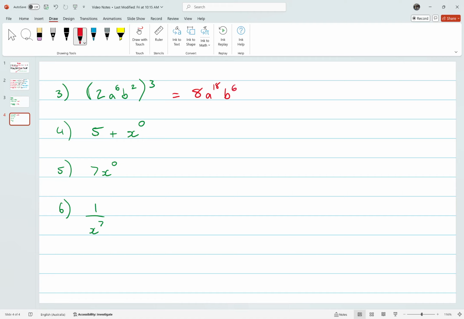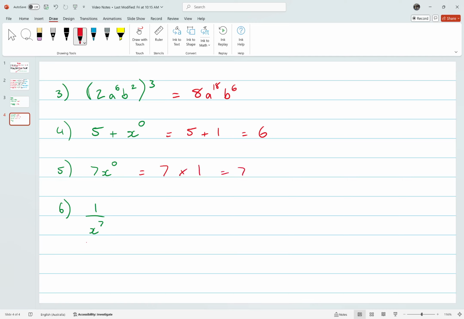Looking at this next one, we have 5 plus x to the power of 0. That fourth index law said that anything to the power of 0 equals 1. That doesn't mean the answer instantly just becomes 1. We're saying this is 5 plus x to the power of 0, which was 1, which equals 6. Similarly here, I have 7 x to the power of 0. We know x to the power of 0 equals 1. However, that 7 isn't being raised to the power of 0. This is basically saying 7 times x to the power of 0. x to the power of 0 equals 1. So 7 times 1, which equals 7.